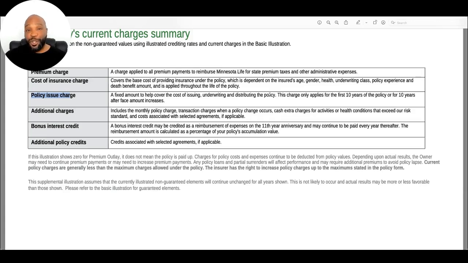There's people at the insurance company called underwriters who actually look at your motor vehicle report. They look at your medical report. They look at the guidelines to make sure that you are eligible for a policy. And those people have to be compensated, right? So that's how they get paid. And then distributing the policy.